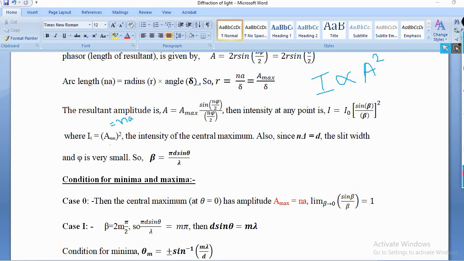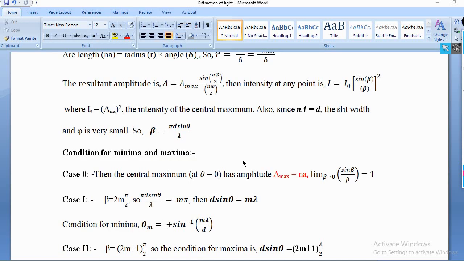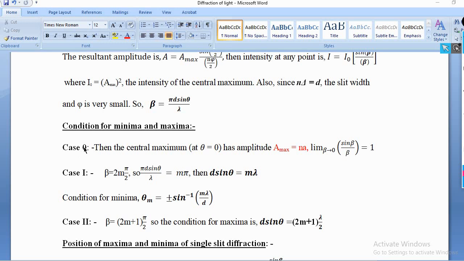Now the most important part is, what are the conditions where you will get the maxima and minima? You know they have some phase difference, some path difference and corresponding phase difference. But at which phase difference values do you have your maxima and your minima? To do this, we have just taken 3 cases. Actually this should be 2, but to simplify our discussion, we have considered case 3.